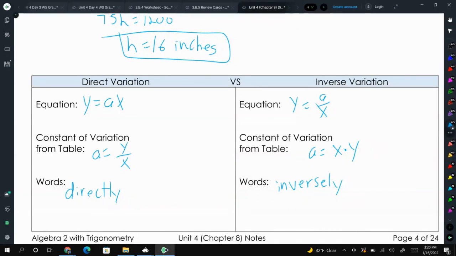All right, so down here I wrote out the differences between direct and inverse variation, what the equations look like, how to get the constant of variation from a table or from a word problem, and then what words to look for in a word problem. So take a minute to copy this down. Hopefully this was a great introduction to inverse variation and to see the difference between inverse and direct variation.